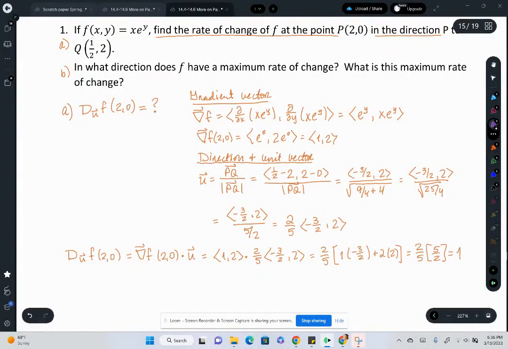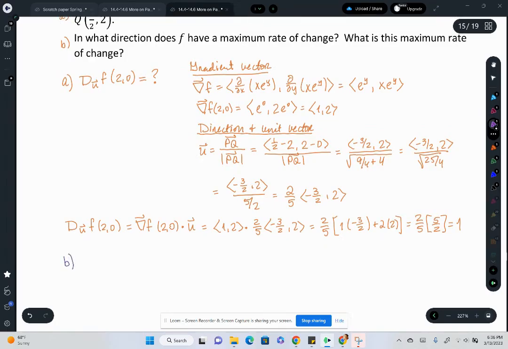Part B, we are asked, in what direction does f have a maximum rate of change? Okay. So we're told up above that the direction of max change is the gradient vector.